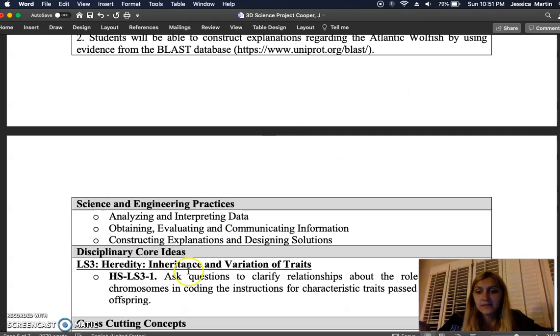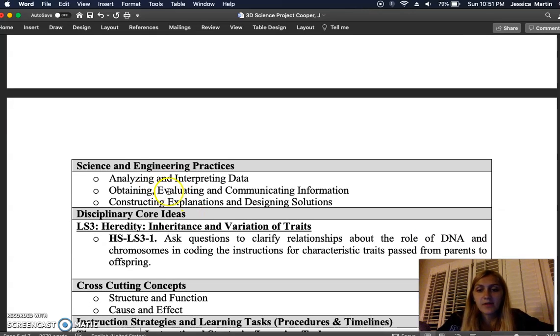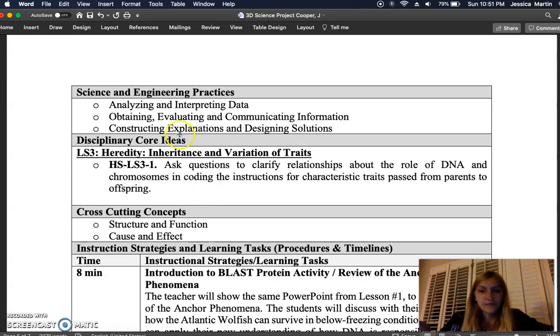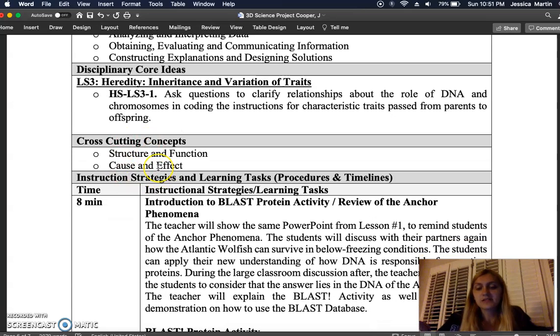So we are going to be analyzing and interpreting data, obtaining, evaluating, and communicating information. All of that's coming from that BLAST database. Then we're going to take that info and construct an explanation to answer those original questions we had. We're still focusing on the same main standard, but this time our cross-cutting concepts is still structure and function. So how does the structure of the protein affect the function of the fish? And also cause and effect. So how does that DNA affect how they can survive?